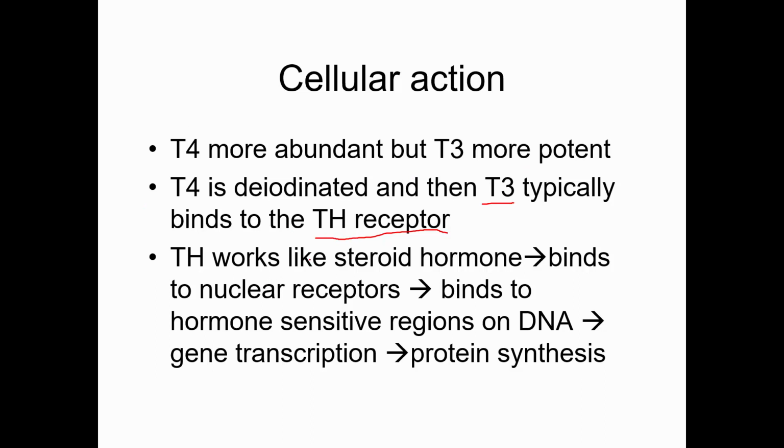It goes into the cell. It's going to bind to nuclear receptors, and there are receptors for thyroid hormone in just about every cell of your body. Thyroid hormone and its nuclear receptor together act like a transcription factor. They bind to hormone-sensitive regions on the DNA that guides RNA polymerase to or away from the promoter. In the case of thyroid hormone, typically it's increasing transcription. You transcribe a gene, and then you're going to make a protein.